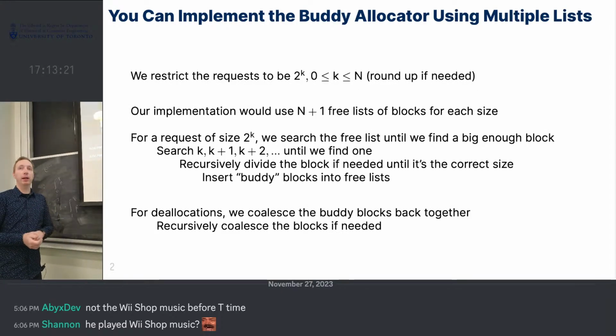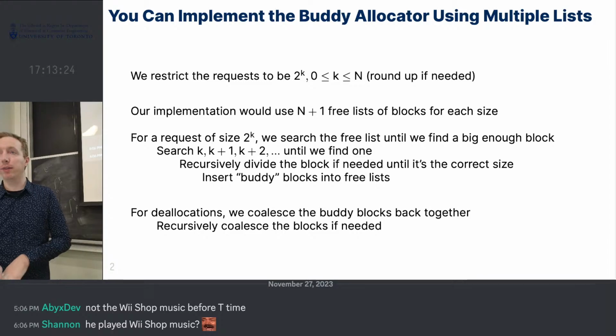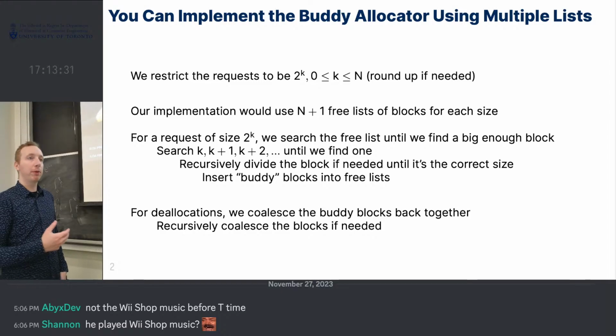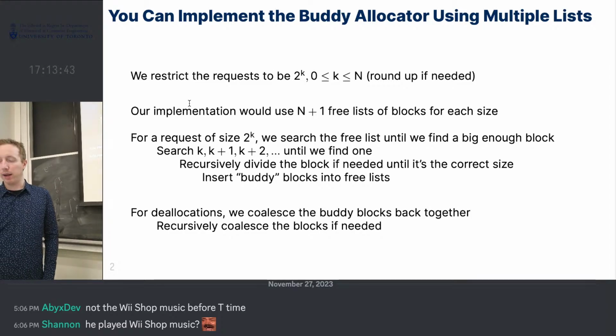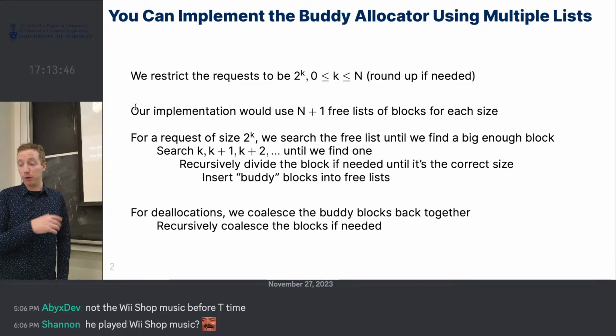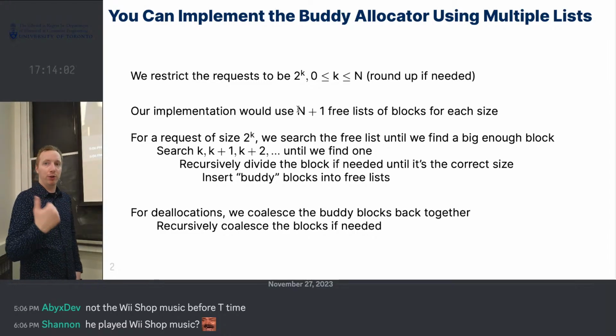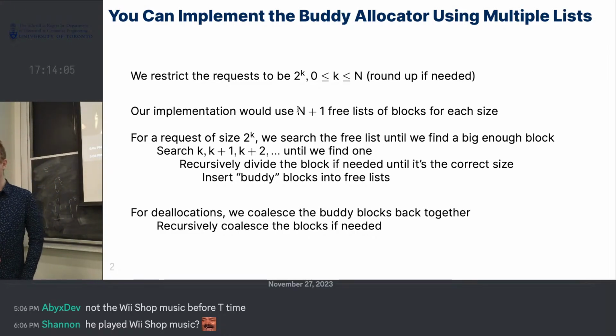So if you were to implement this, instead of having one free list that you have to search, since you restrict it to be powers of 2, you have multiple free lists, each keeping track of a certain size. You restrict the request to be powers of 2, so that would be 2 to the k, where k could be from 0 all the way to n. In that case, you have n plus 1 free lists, one for each size. So if n was 2, I would have a free list for block sizes of 1, 2, and 4, one for each of those sizes.